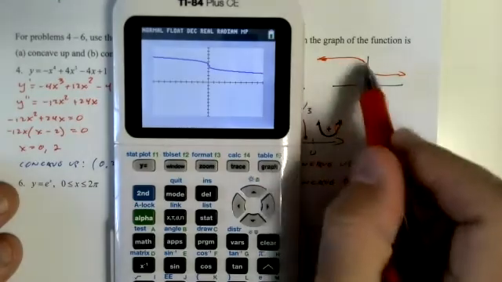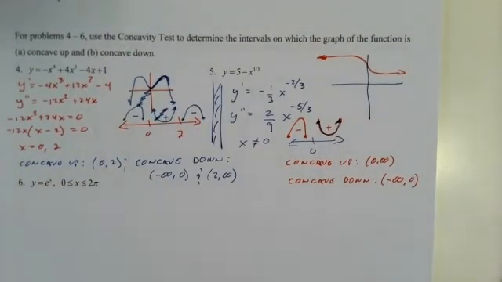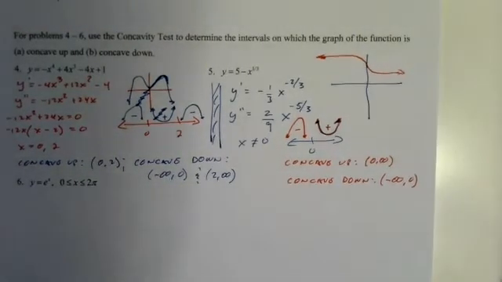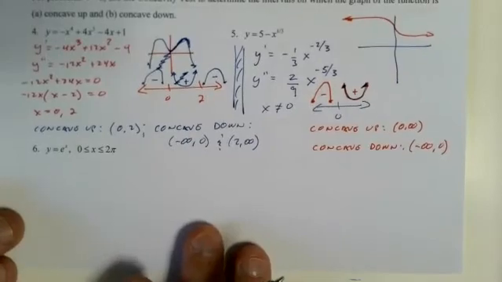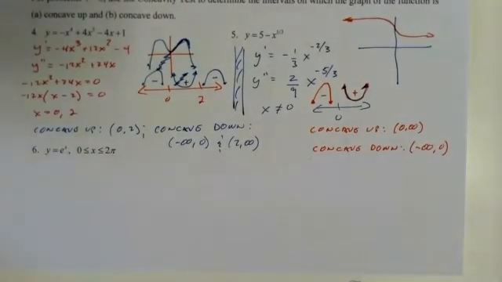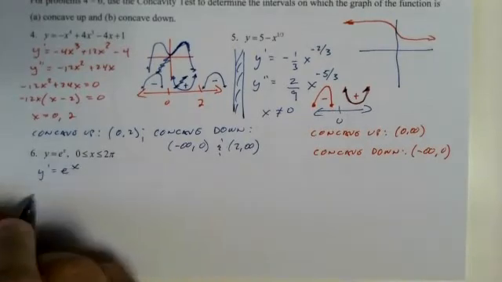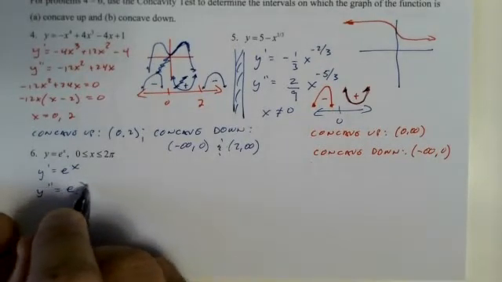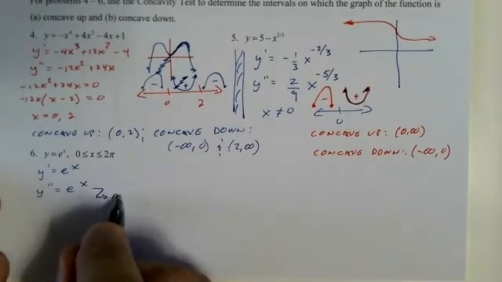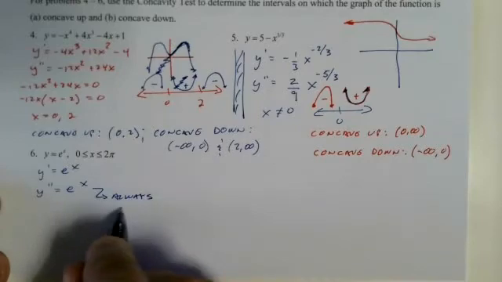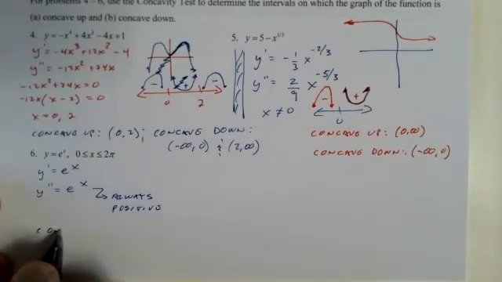Yep. Concave down, concave up. All right. One to go. Y prime equals e to the x, y double prime equals e to the x. That's always positive. So it is concave up.